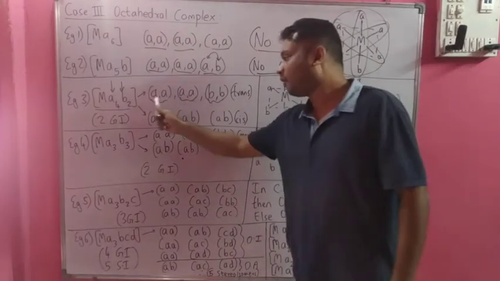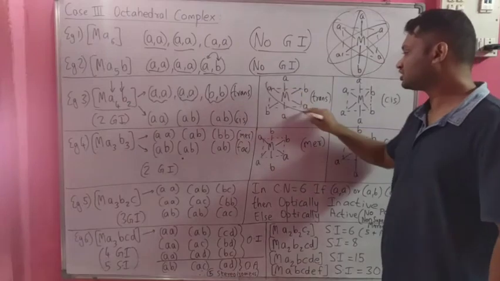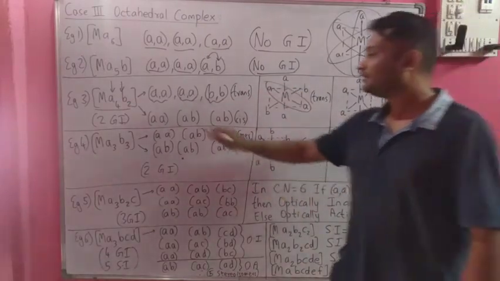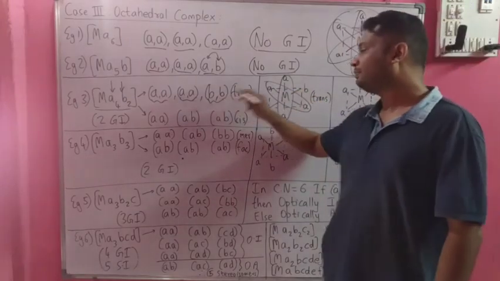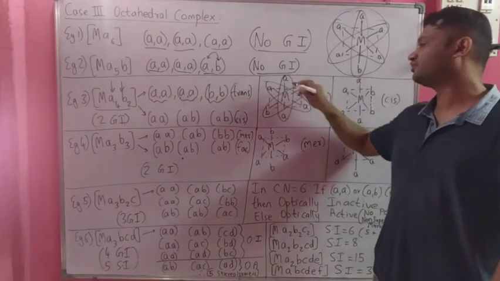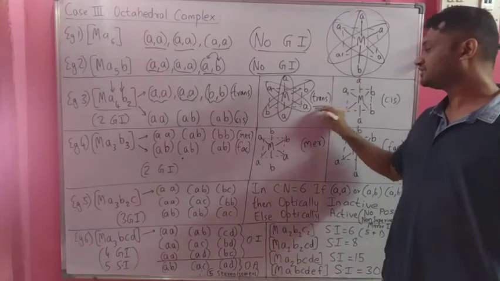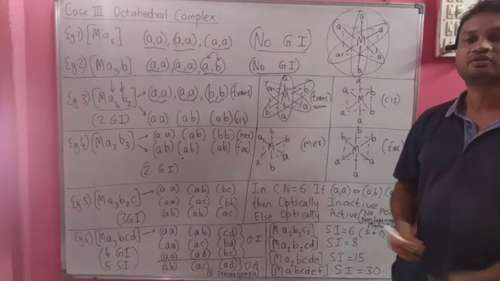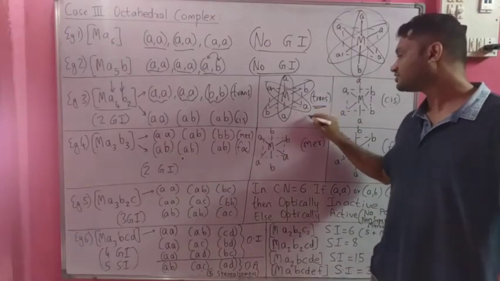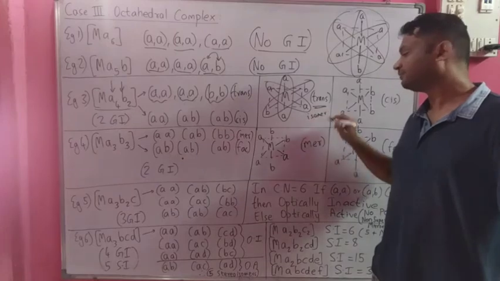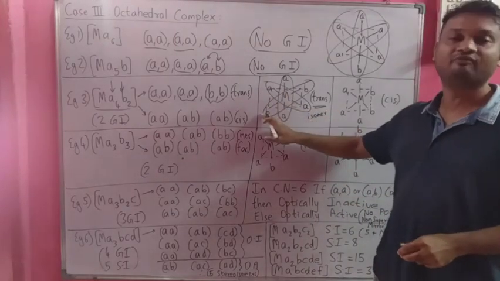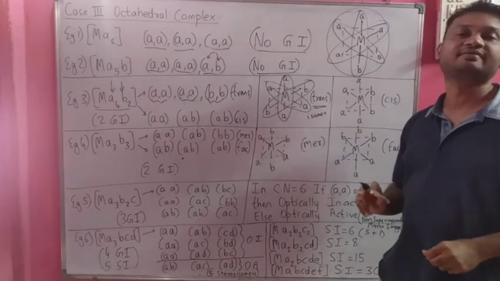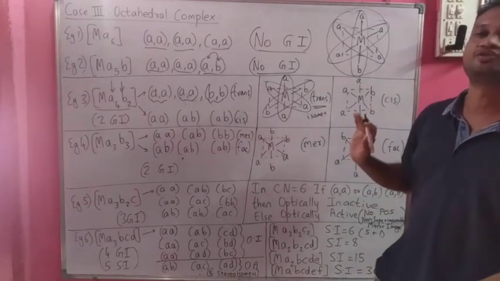So A opposite A, so we have this structure, A opposite A, then we have A opposite A once again, then finally we have B opposite B, which is this one. So this combination is the trans combination. So this is one isomer which is trans isomer. Why do we call it trans? Because in this case A and B one side, B and A other side. So this is trans isomer.